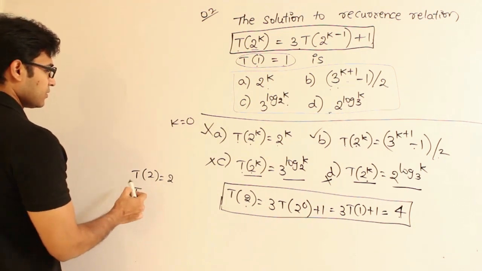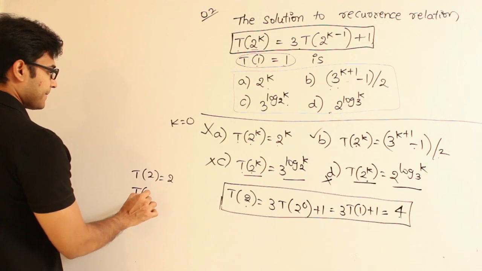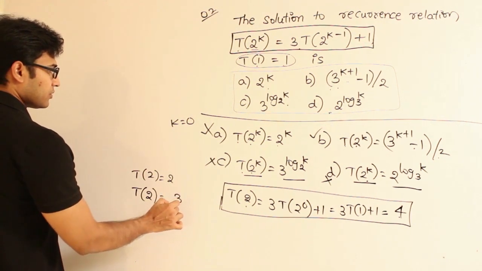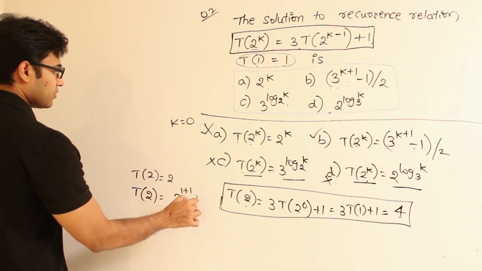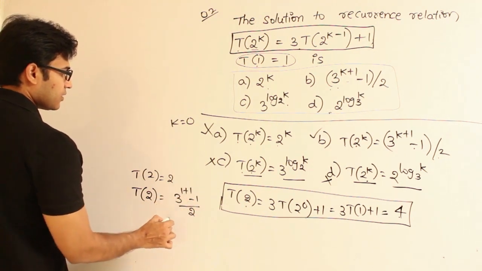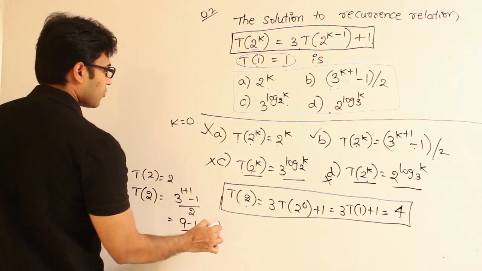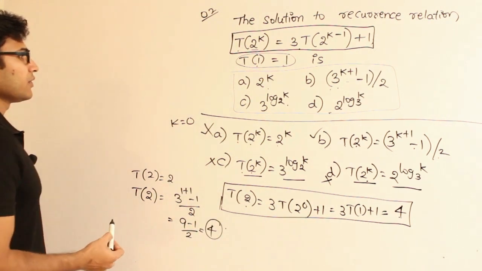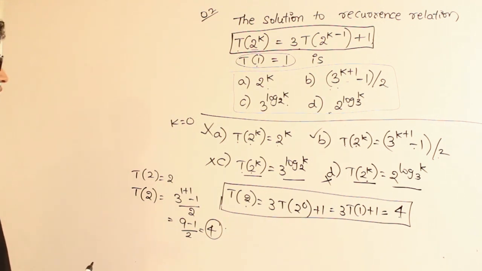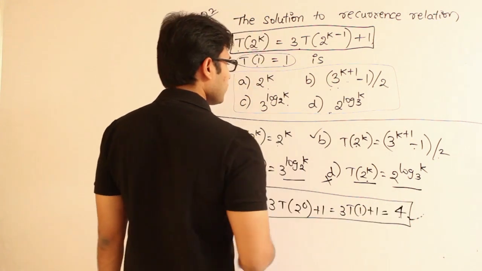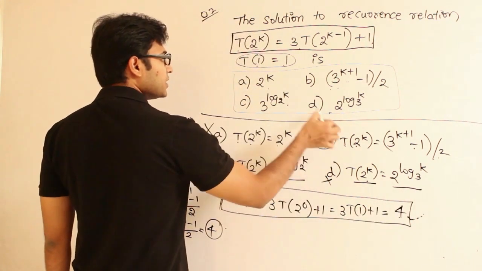How can B be answered? T of 2, which means in place of k I am putting 1, equal to 3 of 1 plus 1 minus 1 divided by 2, which is 9 minus 1 divided by 2, 4. Got it? Therefore the answer is 4. Accordingly, here it is supposed to be 4 and we got 4. Therefore the option B is valid.